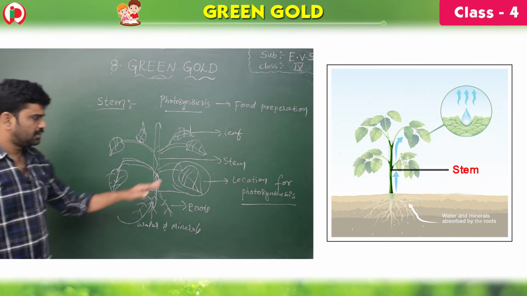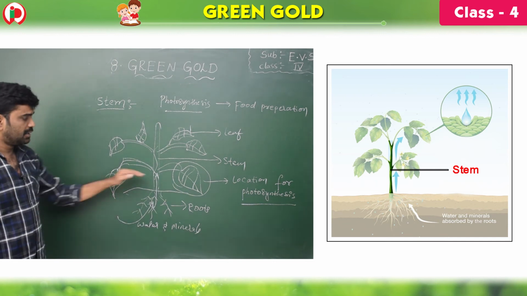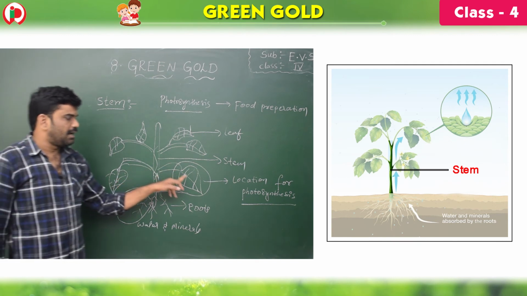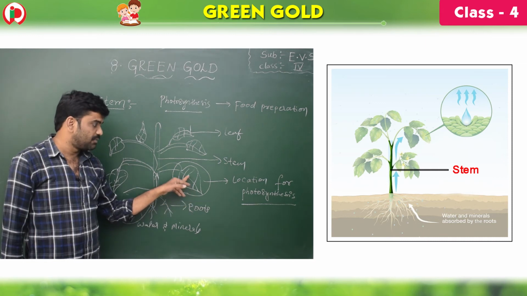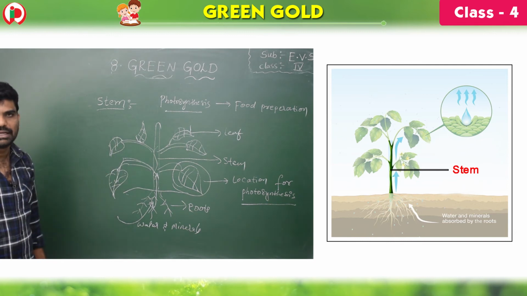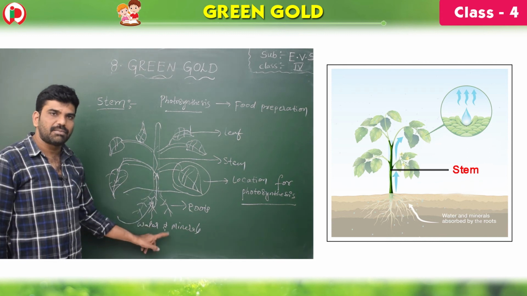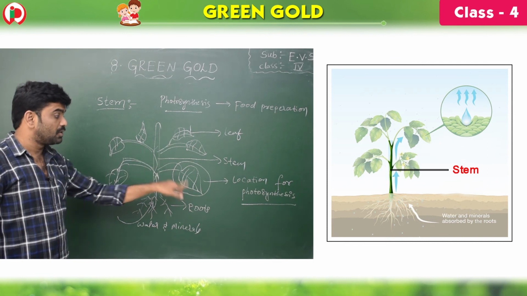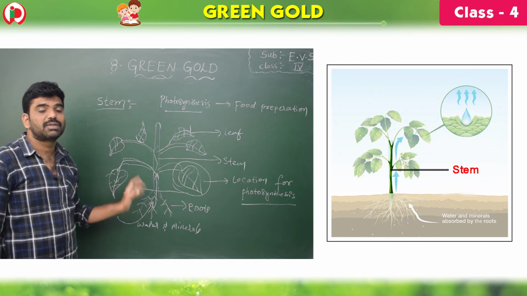Yes, children. So here see, the stem, in the first step, we learned that stem transports the water and minerals to the leaves from the roots. And leaves are the sites for the food preparation, that is photosynthesis. And this food is transported to the entire plant with the help of the stem only. That means stem carries the water and minerals from the roots to the entire plant, to the leaves. And stem also transports the food material from the leaves to the entire plant.